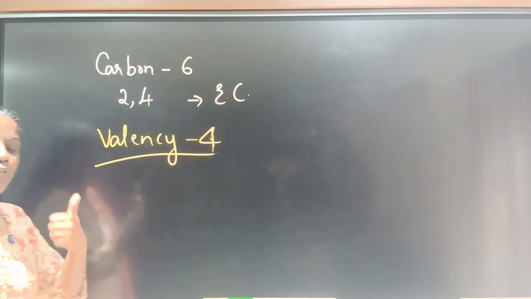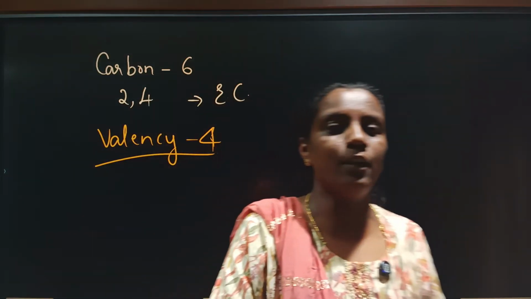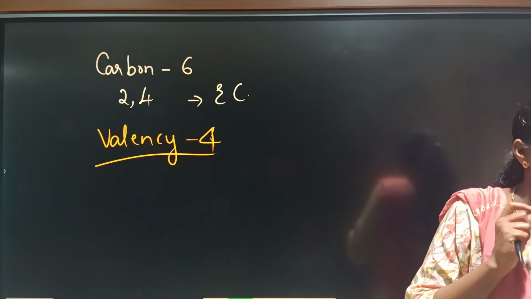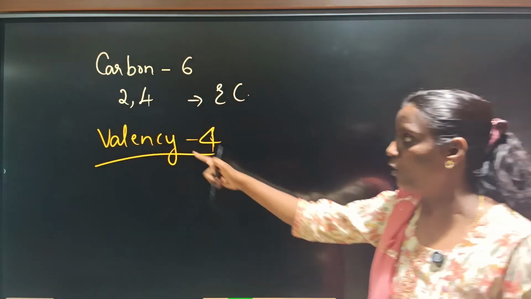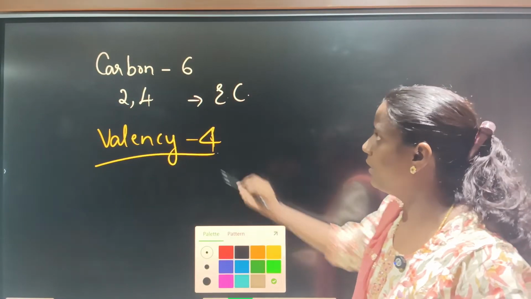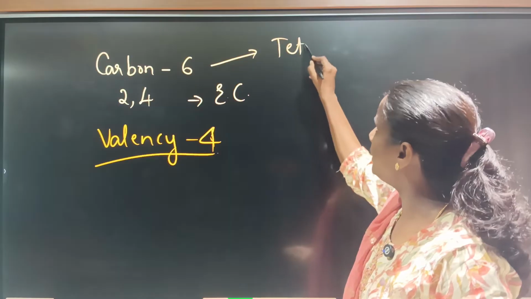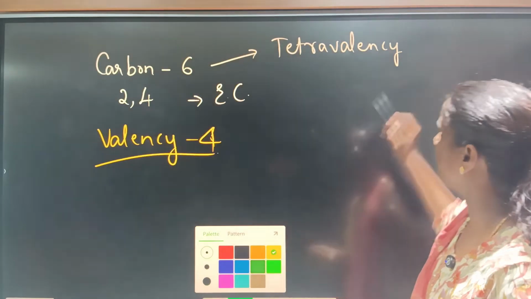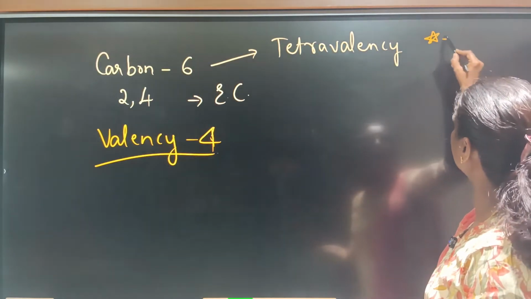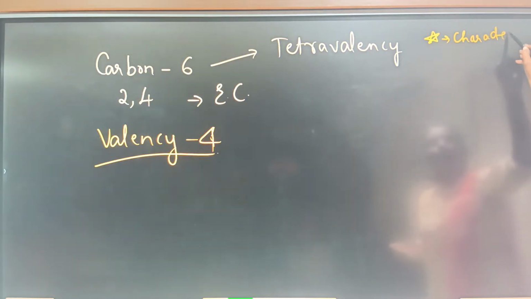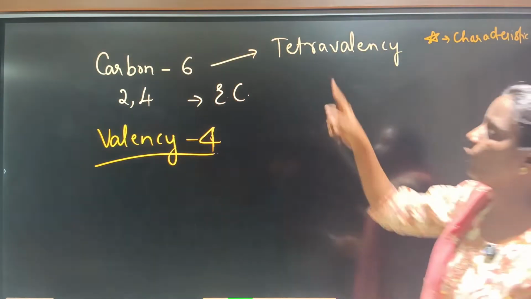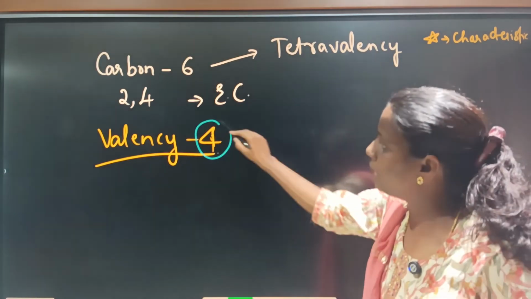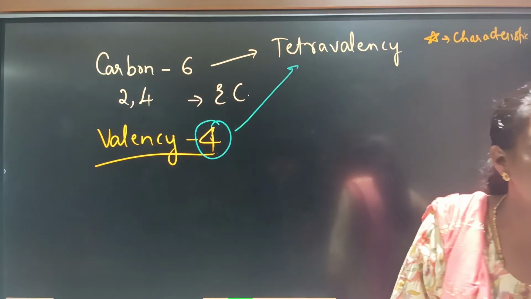So in this chapter, one very important question they are going to ask you is the characteristics of carbon. When they ask you the characteristics of carbon, the first characteristic is known as tetravalency. This is the main important characteristic of carbon. Why do we call it tetravalency? Because the element carbon has a valency of 4, so we call it tetravalency.